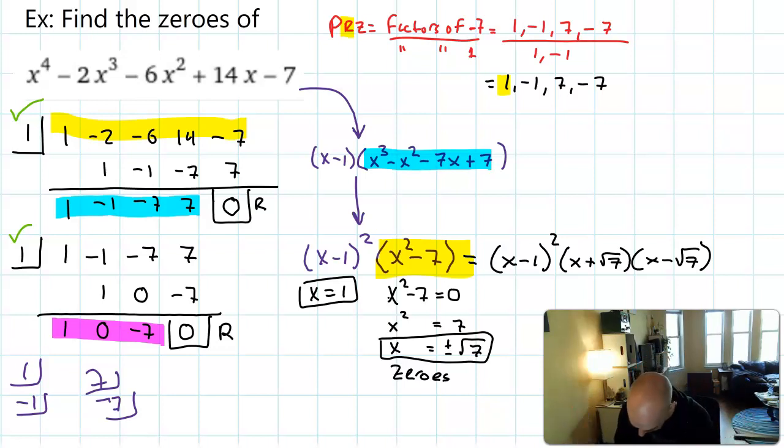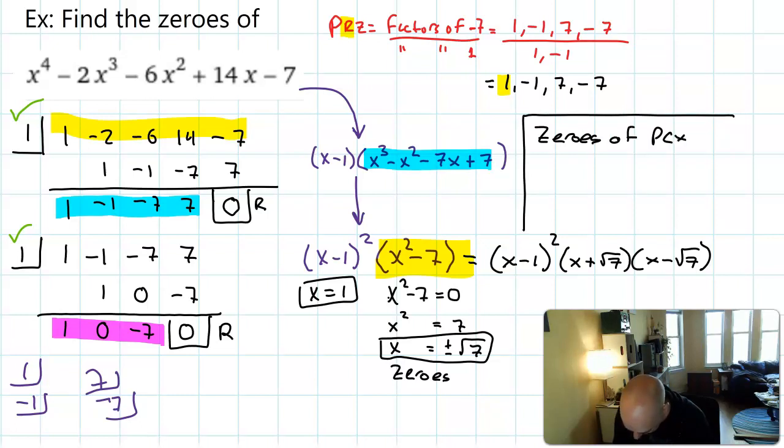So how do we, there's a big mess on the page right here. How do we restate our answer? Well, let's just write out the zeros of P of x, even though I didn't really name it P of x, are x equals 1, root 7, and negative root 7. Just to put that all in one page.